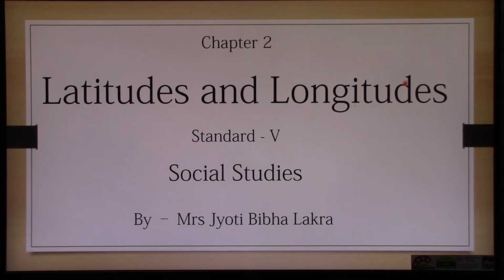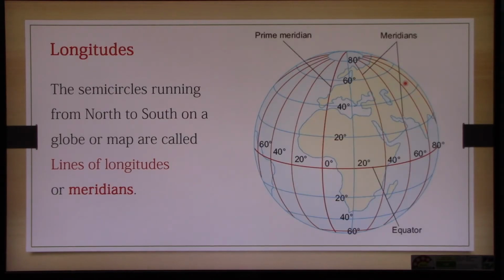Before we begin, just to reiterate what we learned in the last part: it was about the latitudes, which are the parallel lines running from east to west. Today in this session we will be learning about the longitudes, which actually run from north to south. Let us see the definition of longitudes. The semicircles running from north to south on a globe or map are called lines of longitude or meridians.